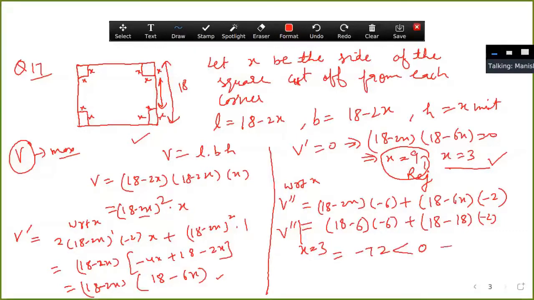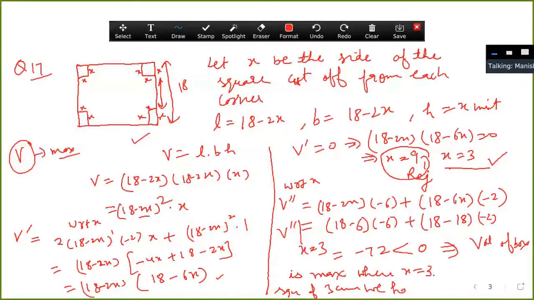It means what? This implies the volume of the box is maximum when x is equal to 3, and the square of side 3 centimeter you have to cut. Square of 3 centimeter we have to cut. This is the answer of question number 17.